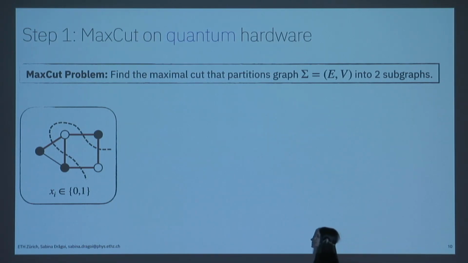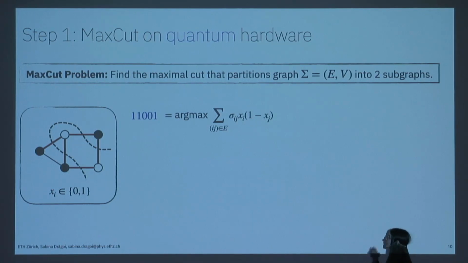So in this case, one of the subgraphs is going to be with the black dots and the other one with the white dots. We're going to assign each node a binary variable, 0 or 1, depending on whether it's, let's say, in the first subgraph. And the way you encode this problem classically is by trying to find the argmax of this sum, where sigma_ij is just the weight of the respective edge, and the product x_i times (1 minus x_j) is going to be 1 for pairs of nodes in different subgraphs. So you can see that this function is really looking to maximize the number of such pairs in different subgraphs.